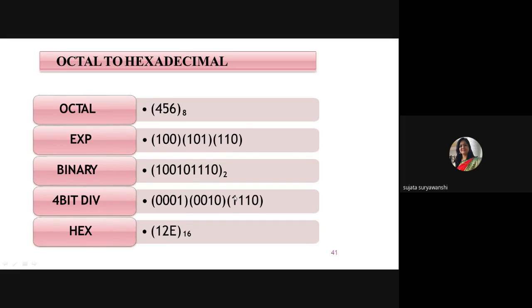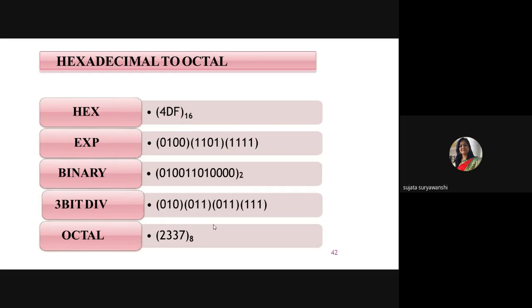So here the weight of this MSB bit is 8, then the next bit is 4, and the next bit is 2, and the last bit is 1. So 8 plus 4 plus 2, what do you get? 8 plus 4 plus 2 is equal to 14, and 14 can be represented by E in hexadecimal number. That's why we should write here E instead of 14. Understood?